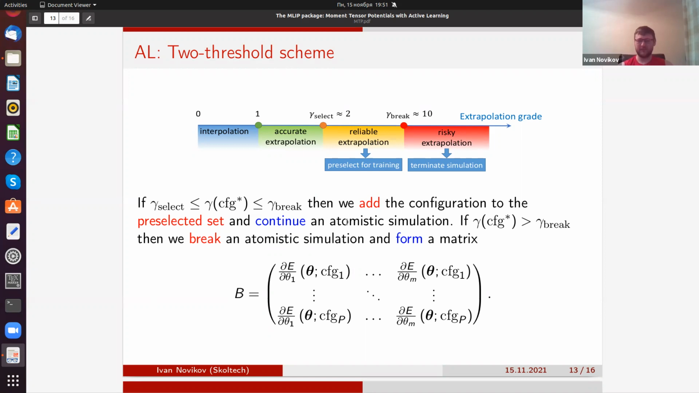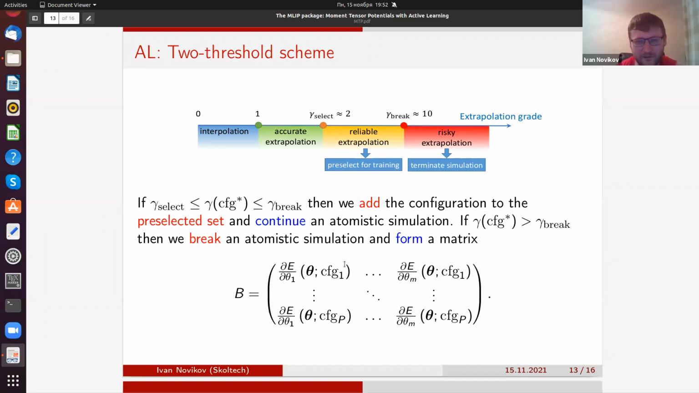And imagine again, we have an atomistic simulation. Imagine we find such a configuration with such an extrapolation grade. So we add this configuration to the preselected set, but continue molecular dynamics, for example, or relaxation. But if gamma is greater than gamma break, then we break the atomistic simulation and form such a big matrix, where capital P is the number of configurations in the preselected set. Next, we merge this matrix with the active set, and next we again run the algorithm that allows us to find the submatrix with maximum volume, as I have already told.